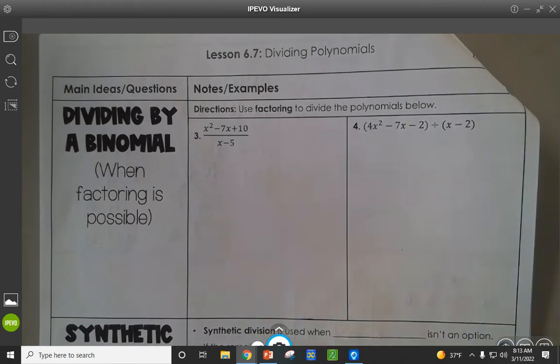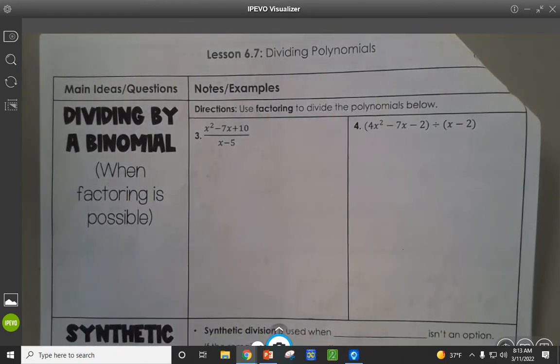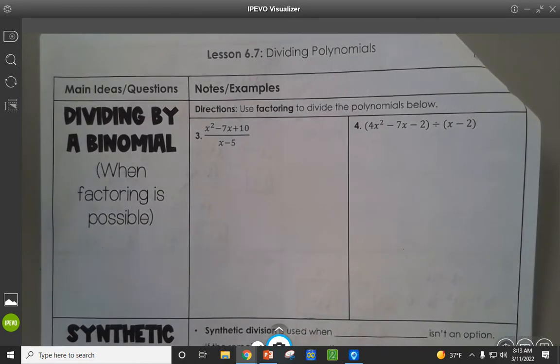So lesson 6.7, I think, will be a little bit easier for you. Might give your brain a little bit of a break. And we're going to be dividing polynomials. It makes it seem really complicated, but the method that we divide is pretty straightforward. It's kind of like just doing long division, kind of similar.